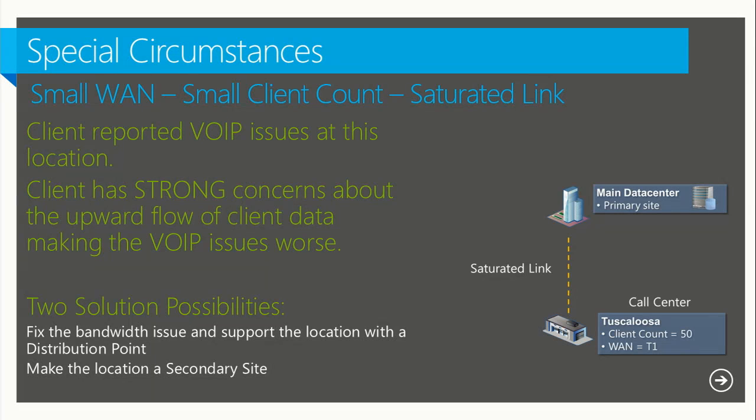You want to do anything else there? So the two solutions are: fix the bandwidth issue and make it a DP. Alternatively, if you can't fix that, make it a secondary site. I hate putting a secondary site with that few clients. I really, really do. But in this instance, it's actually justified.